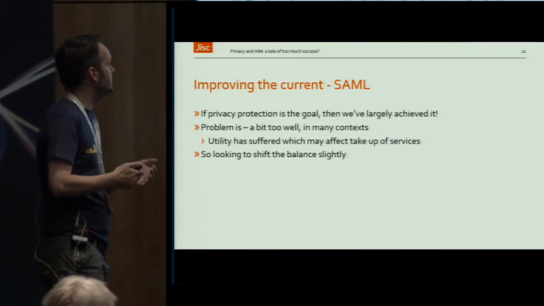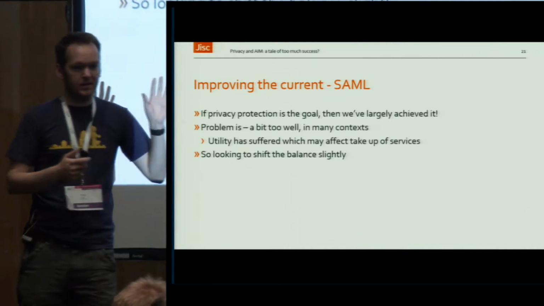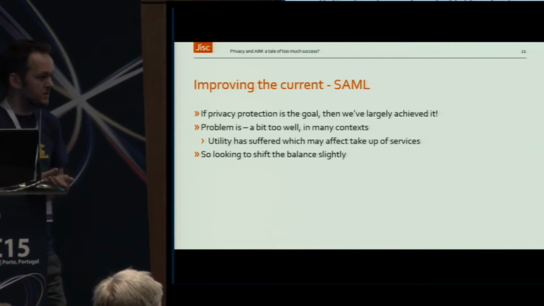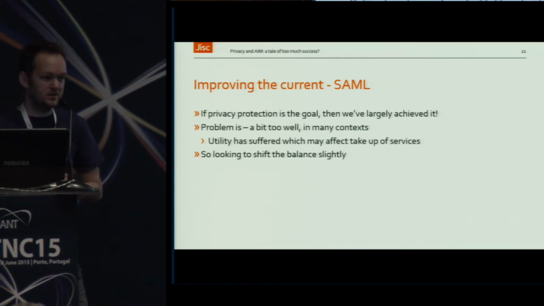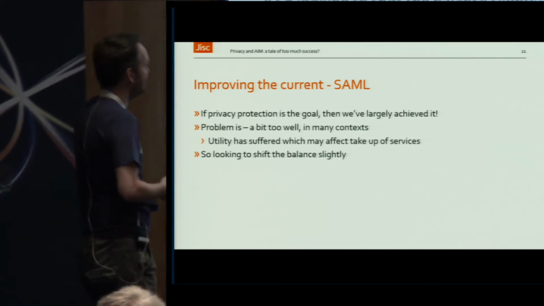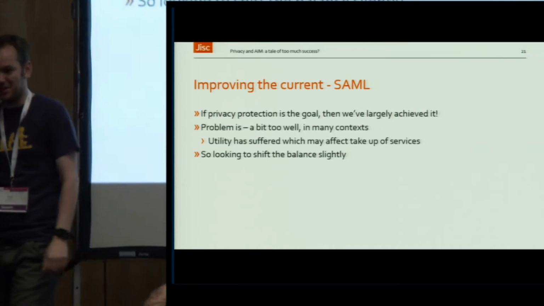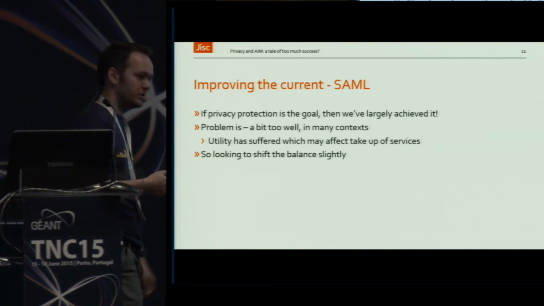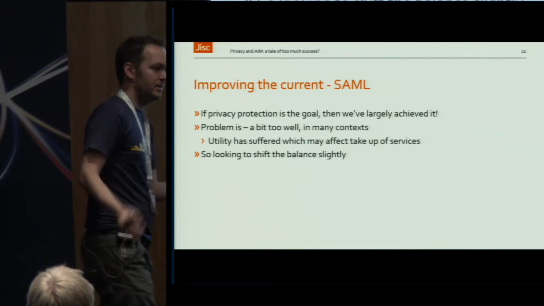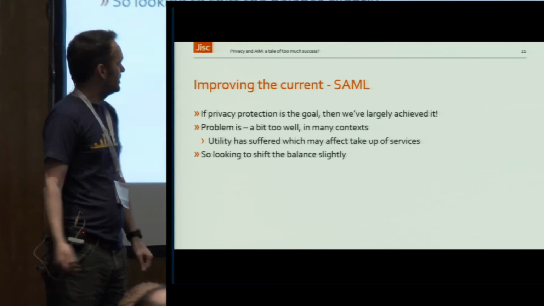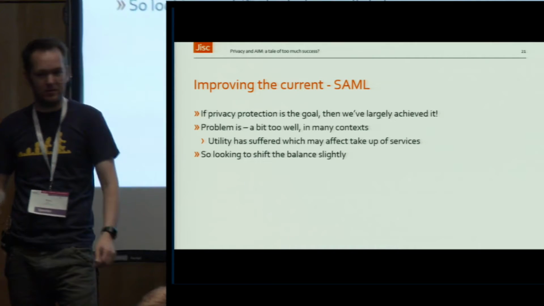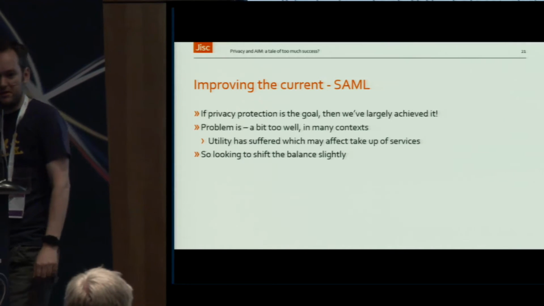So, anyway, what can we do to improve the state of the world? Well, of course, if the goal is privacy protection, then we've achieved it, because nobody's releasing any attributes to anybody. Yay! So, job done. The problem is that's not what we're aiming for. We're actually looking to, in the trust versus privacy battle, privacy is winning very heavily. We want to tip the scales slightly and end up in a slightly more pragmatic place. So what can we do to shift the balance?